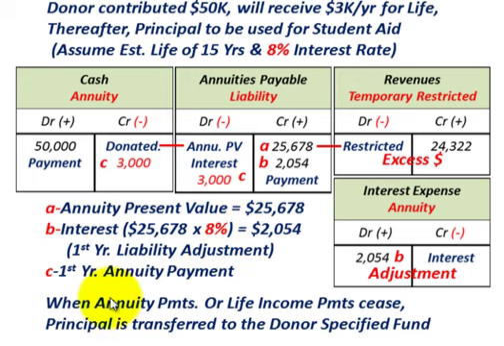And then the other thing is when these annuity payments or the life income payments actually cease, that is, they no longer have to be paid out, then the principal is transferred to whatever fund the donor has specified for this annuity. Okay, so that's just the basics for looking at annuity and life income funds. Okay, so that's the summary.